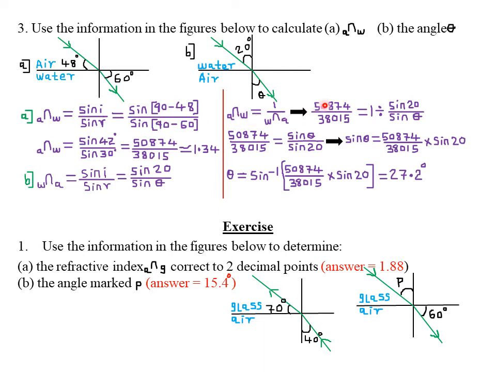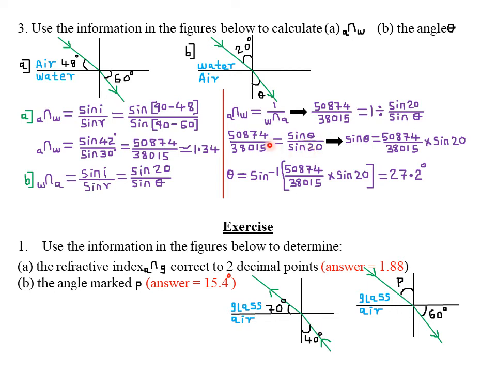Therefore, the refractive index from air to water, 50874 divided by 38015, should be equal to the reciprocal of the refractive index of water to air. So the reciprocal, I'll be talking of 1 divided by the refractive index from water to air. Water to air, I've already found as sine 20 divided by sine theta. So 1 divided by sine 20 divided by sine theta is the same as saying 50874 divided by 38015, which is equal to the reciprocal of this. Remember, when you divide, you multiply by the reciprocal. Then the reciprocal of sine 20 divided by sine theta is just sine theta divided by sine 20.